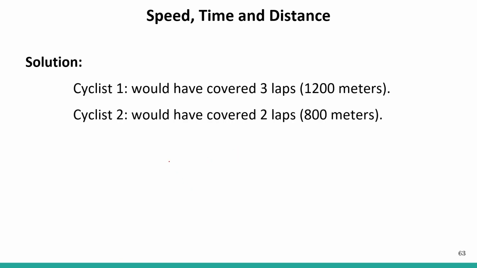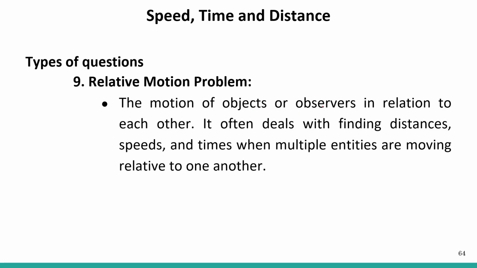So cyclist 1 would have covered 3 laps and cyclist 2 would have covered 2 laps, that is 1200 meters and 800 meters for 1 and 2 respectively.